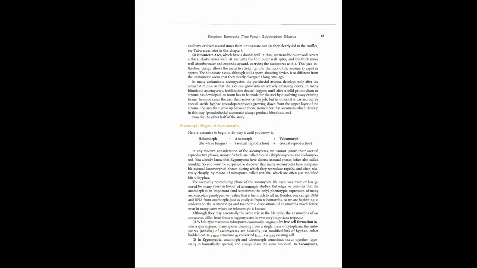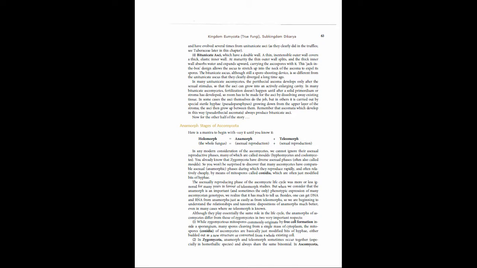4. Bitunicate asci, which have a double wall. A thin, inextensible outer wall covers a thick, elastic inner wall. At maturity the thin outer wall splits, and the thick inner wall absorbs water and expands upward, carrying the ascospores with it. This jack-in-the-box design allows the ascus to stretch up into the neck of the ascoma to expel its spores. The bitunicate ascus, although still a spore-shooting device, is so different from the unitunicate ascus that they clearly diverged a long time ago.